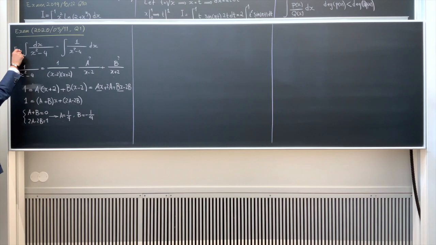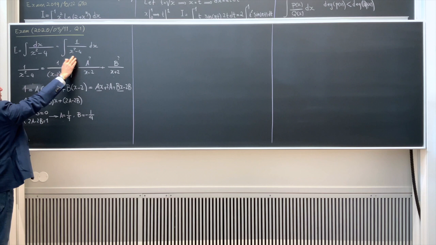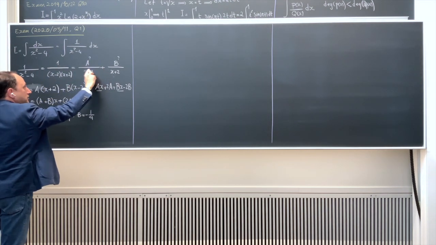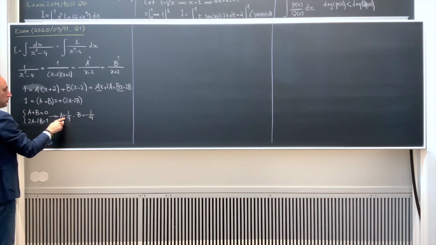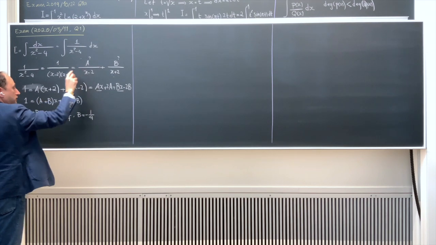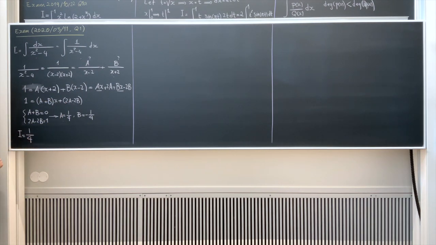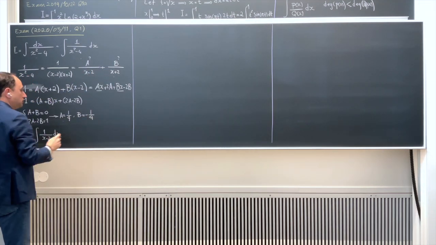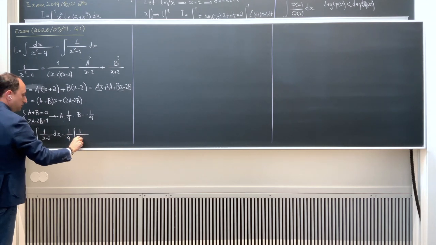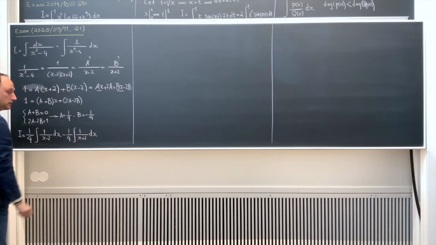Let me call this integral I. So my I becomes the integral of this expression, which is equal to that. So I take the integral of this and that separately because I have addition between them. But now I know a is 1 over 4, b is minus 1 over 4. So if I integrate this where a is 1 over 4, 1 over 4 goes out, and then I will have the integral of 1 over x minus 2 dx. And for the next one, b is negative 1 over 4. So it becomes negative 1 over 4 times the integral of 1 over x plus 2 dx. Yes?